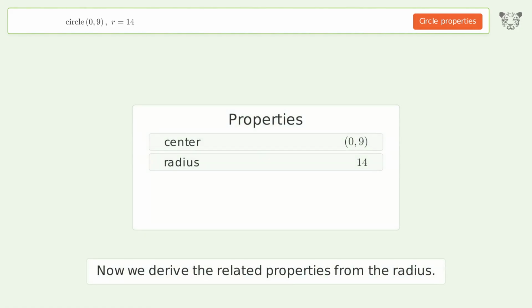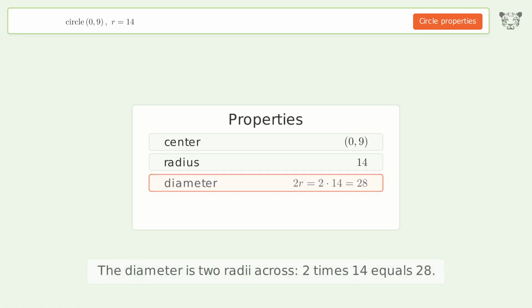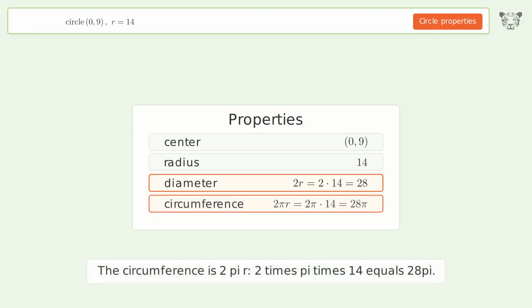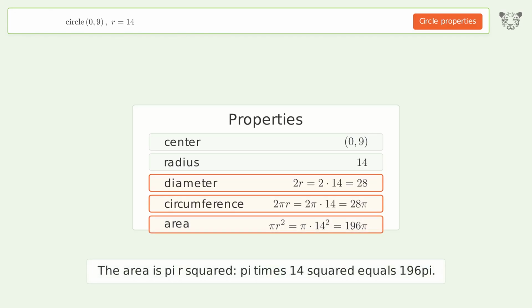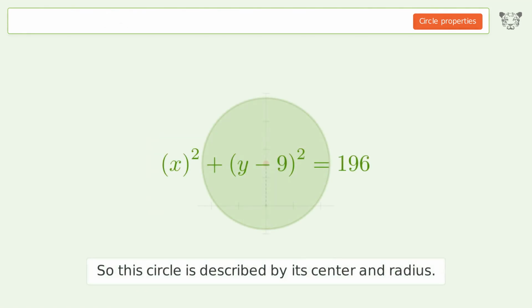Now we derive the related properties from the radius. The diameter is 2 radii across, 2 times 14 equals 28. The circumference is 2 pi r, 2 times pi times 14 equals 28 pi. The area is pi r squared, pi times 14 squared equals 196 pi. So this circle is described by its center and radius.